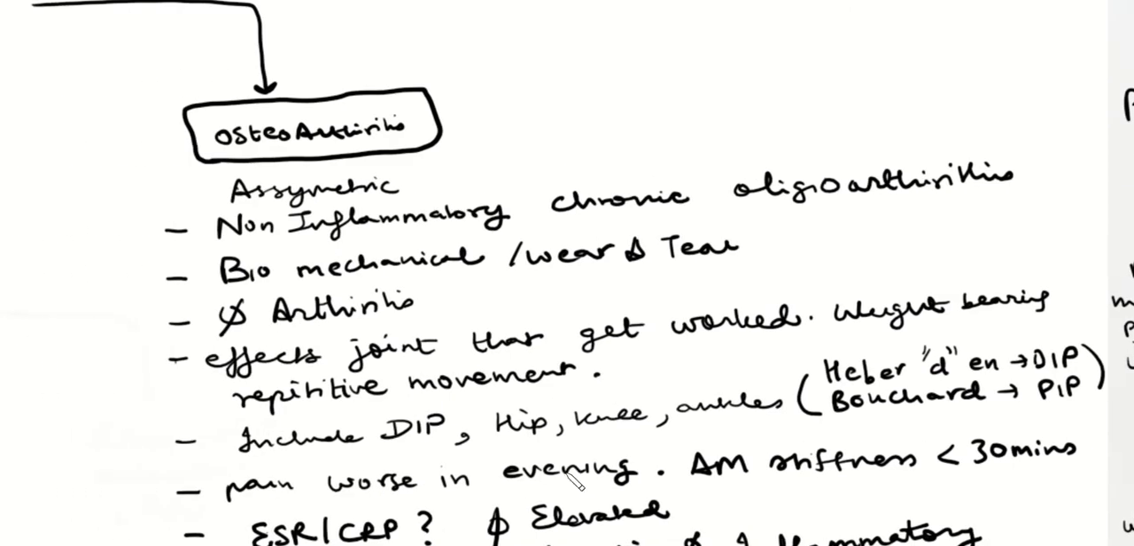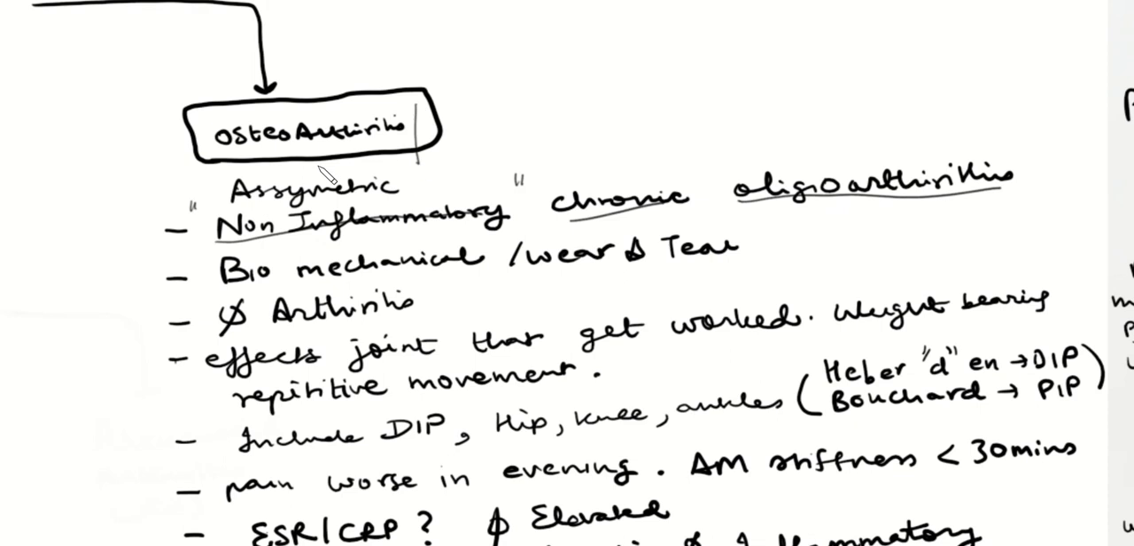So let's take a look. Osteoarthritis is not symmetrical, it's asymmetric. However, the biggest thing that separates osteoarthritis is that it is non-inflammatory. Again, it's chronic, and unlike poly, it's more oligo. It's a couple of joints.